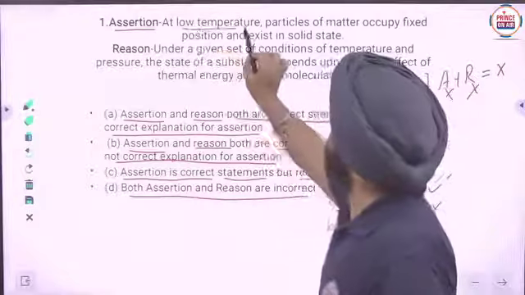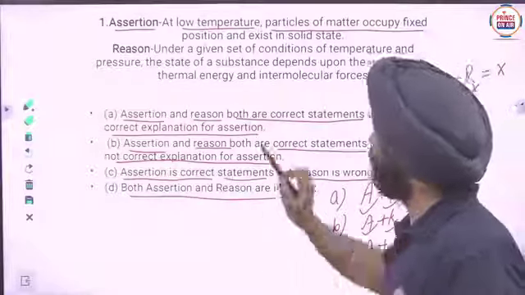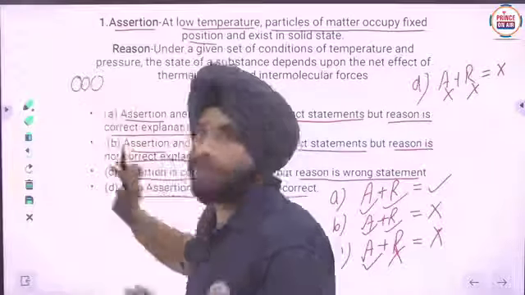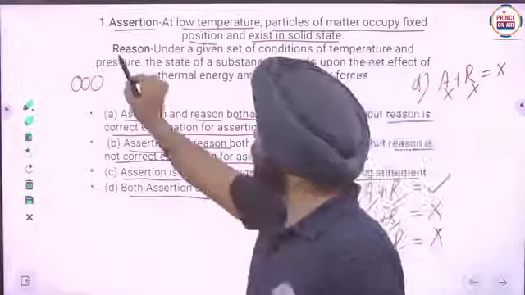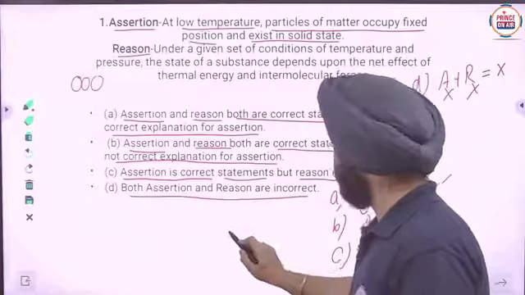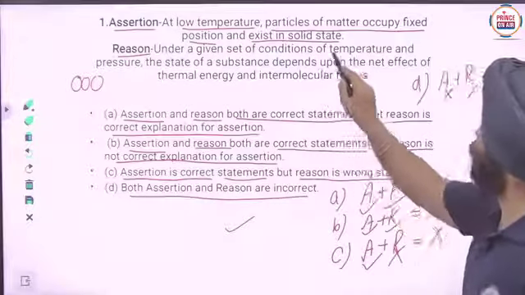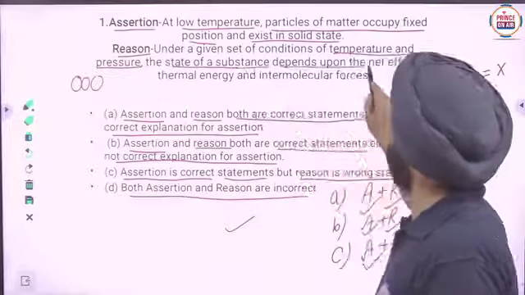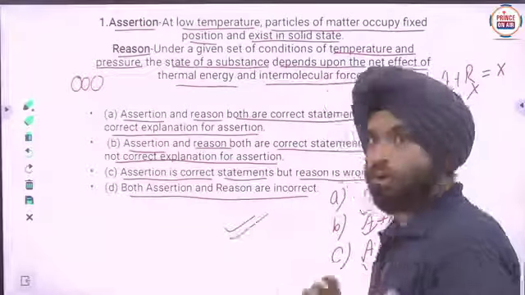Assertion: at low temperature, particles of matter occupy fixed positions and exist in the solid state. Clear? This is the right statement, so we got 1 correct. Reason: under a given set of conditions of temperature and pressure, the state of a substance depends upon the net effect of thermal energy and intermolecular forces. That is also correct. So we got 2 correct here.